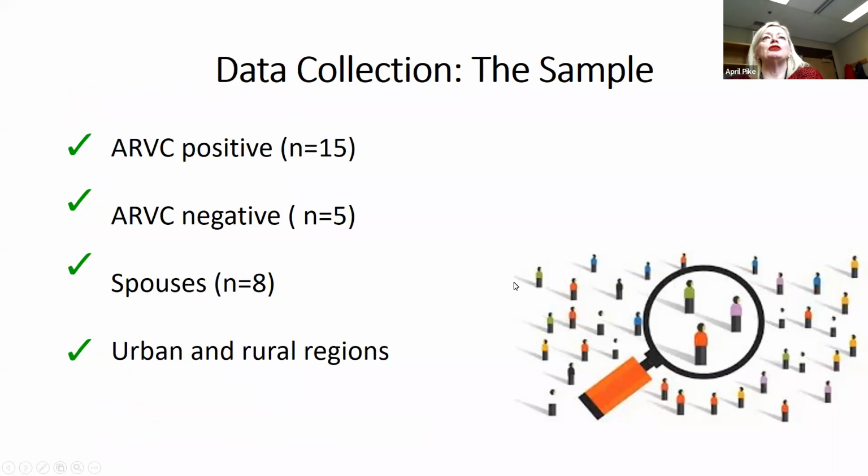So for my research study, I had 15 ARVC positive individuals. I had 5 ARVC negative, and I had 8 spouses. And I also have a combination of urban and rural regions across the province. So I had a really nice, diverse sample.